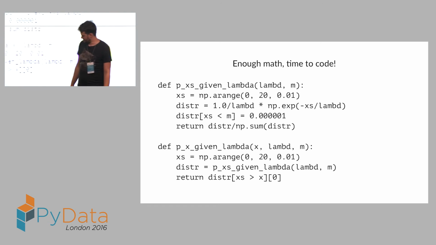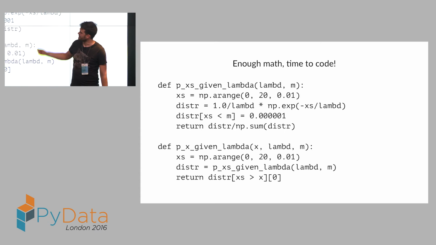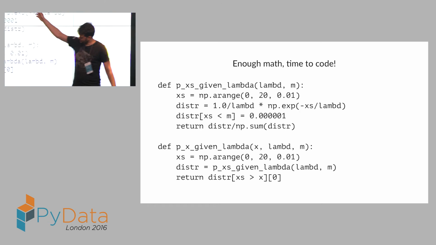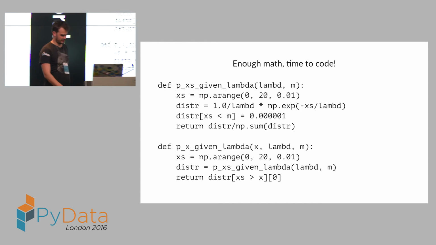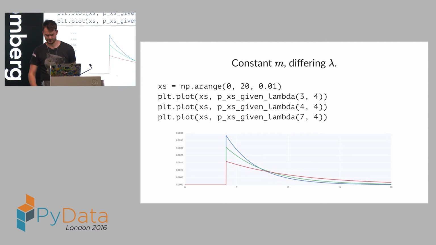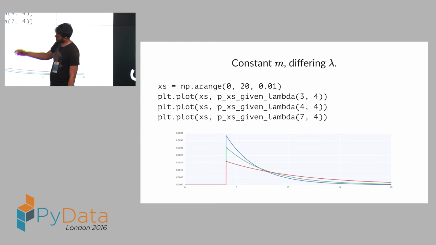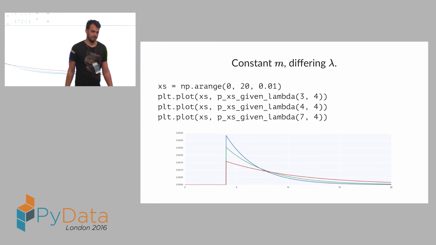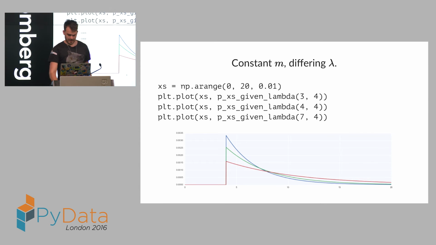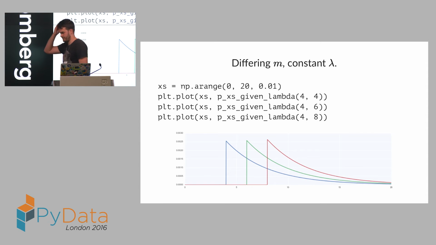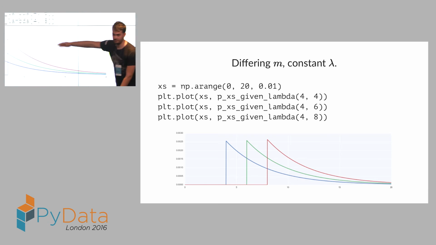And let's also do the same thing for a single x, instead of having x given lambda. Again, let's not focus on the code too much, because I can also just plot it. Given different lambda values and given the same m value, this is what different distributions might look like. And given the same lambda value but different m values, this is what the other distributions look like.